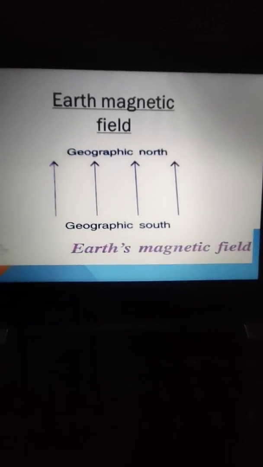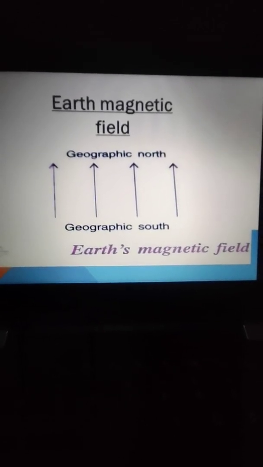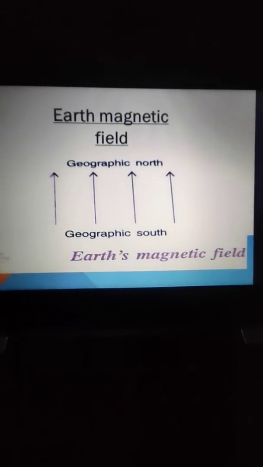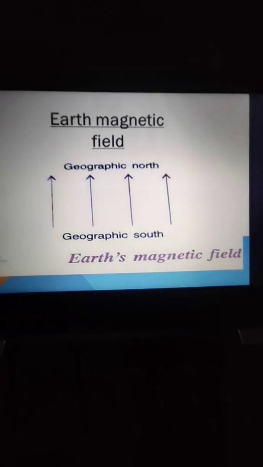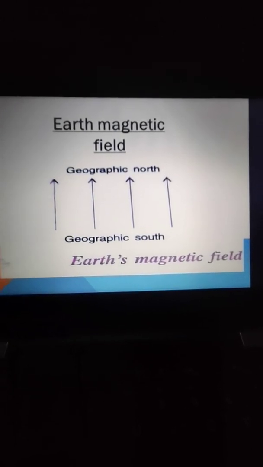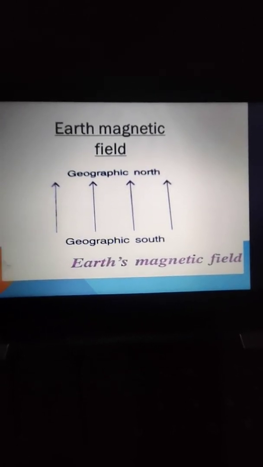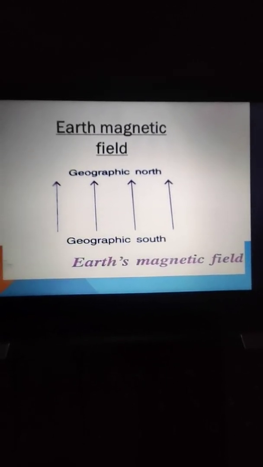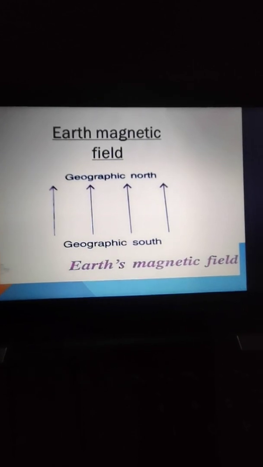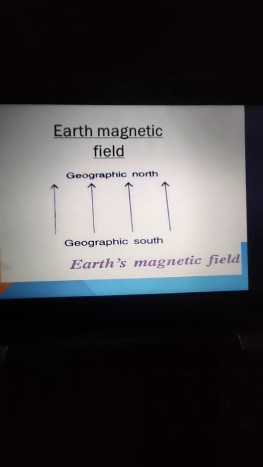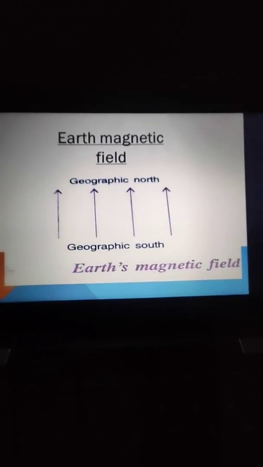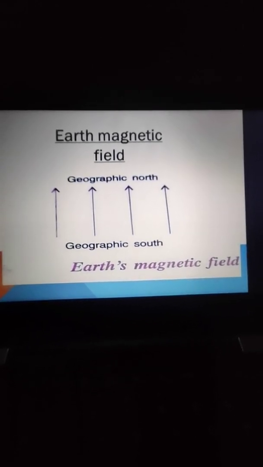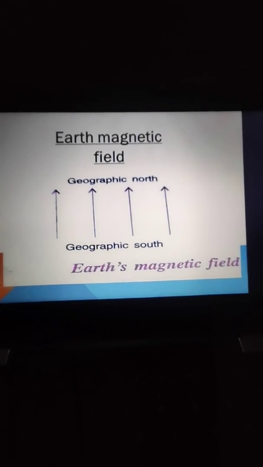So beta, our today's topic is Earth's magnetic field. In the previous topic, we have done magnetic field. What is magnetic field? It is the space around a magnet in which it can attract magnetic substances. So beta, if we are talking about Earth's magnetic field, it is very much clear that Earth itself behaves like a magnet. So it has a magnetic field around it.